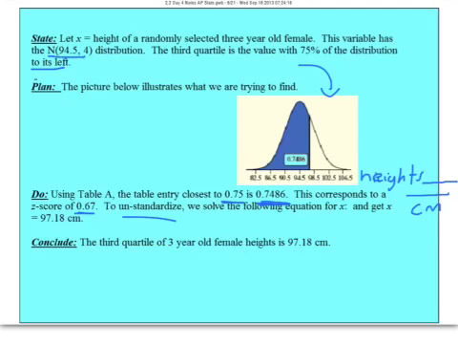Then we're going to unstandardize, and when we do, we get that x is 97.81. Now put the conclusion in context. The third quartile of 3-year-old female heights is 97.18 centimeters.